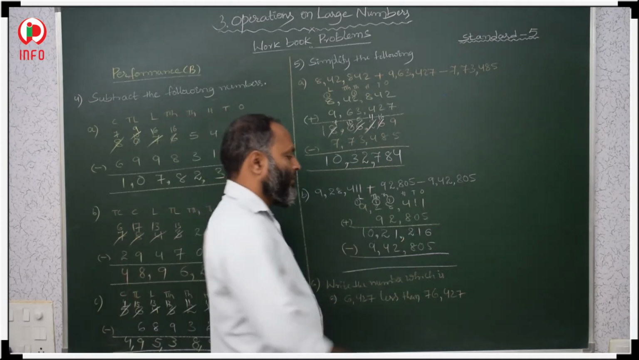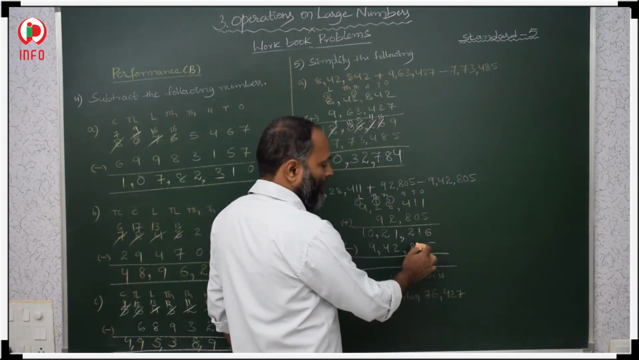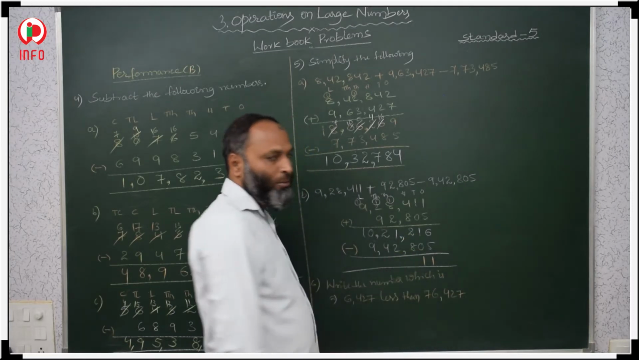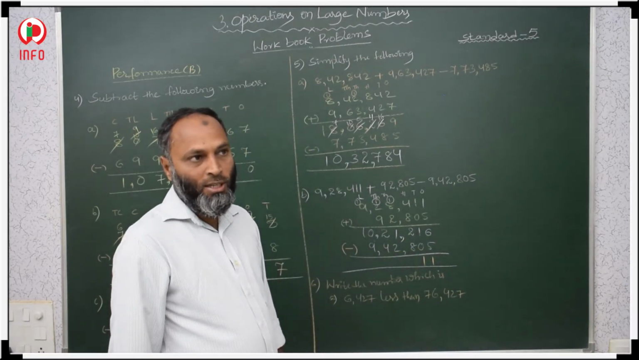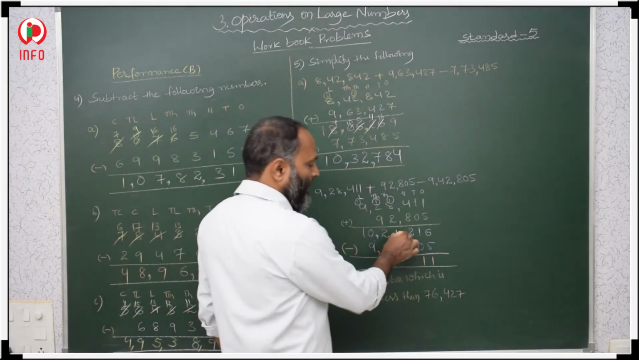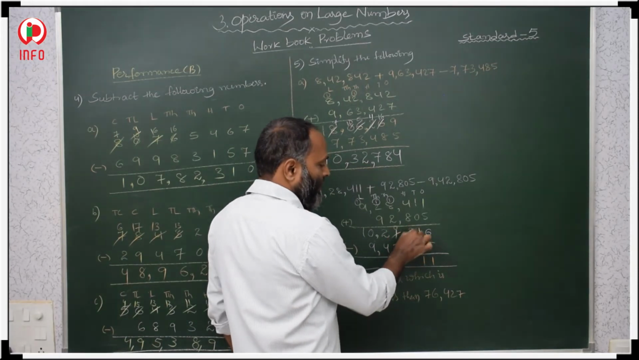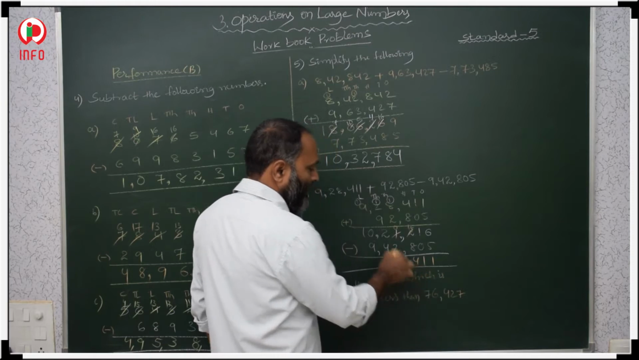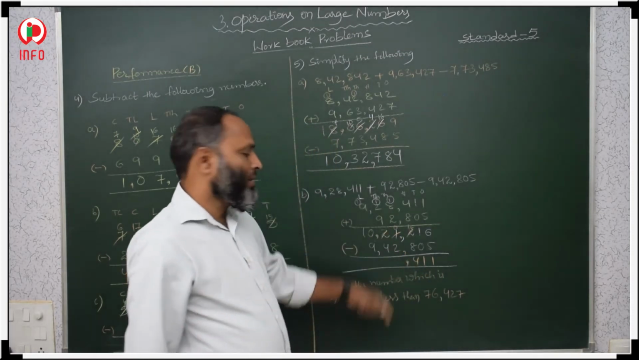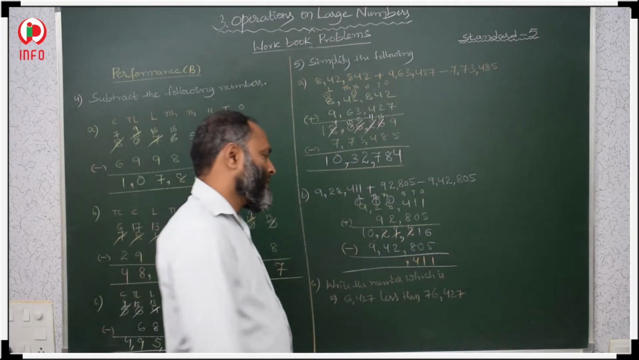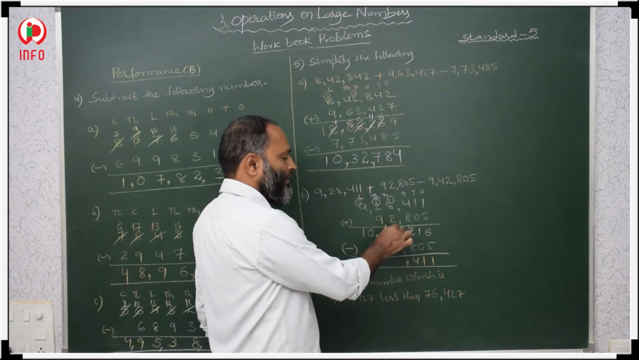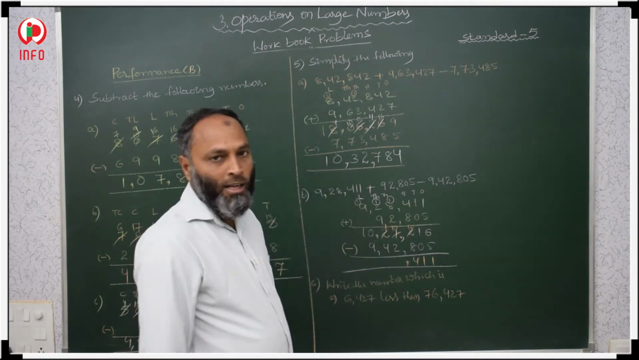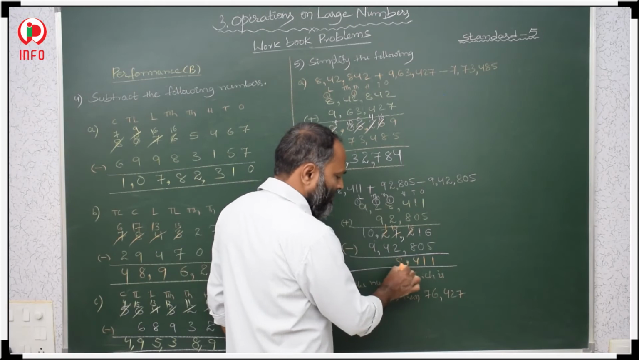6 minus 5, 1. 1 minus 0, 1. 2 minus 8, 2 is less, the minuend is less. Then take borrow from the next place. It will decrease by 1, and it will increase by 10. 12 minus 8 is 4. And again 0 minus 2 is not possible. The minuend is less, so you take borrow. It will decrease by 1, and it will increase by 10. 10 minus 2 is 8.